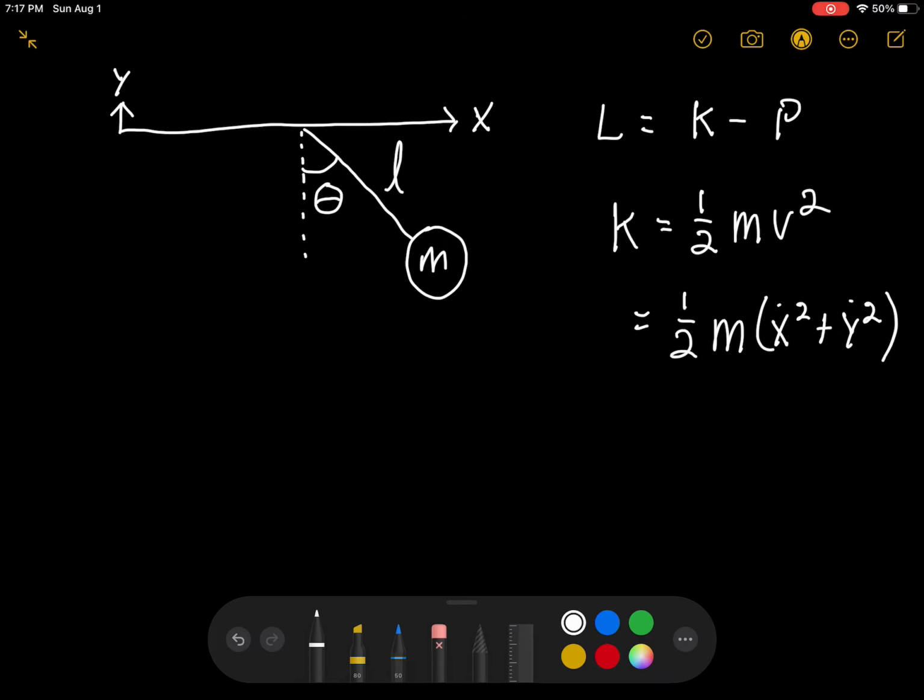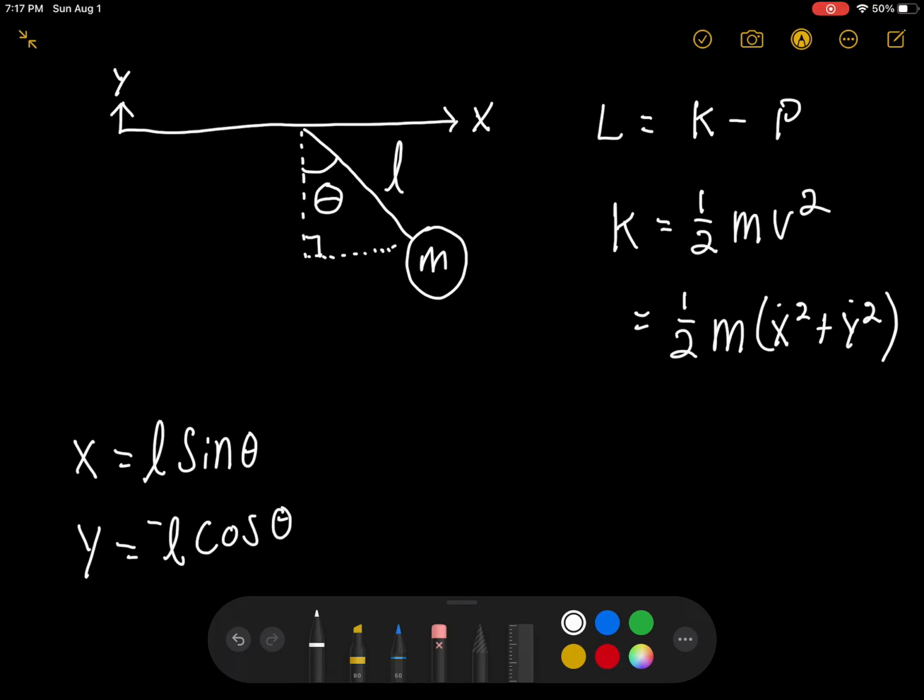Our next task is to find out what x and y are. Our x position is going to be equal to the answer of this right triangle over here. That's L sine theta, and of course for y, that is negative L cosine theta, because I have noted up here that we're going to say that y is in a negative direction for this problem. Now here's where things get a little bit tricky.